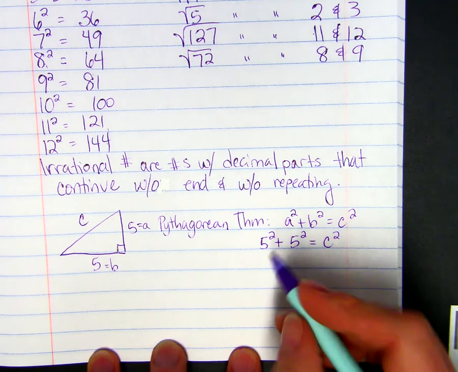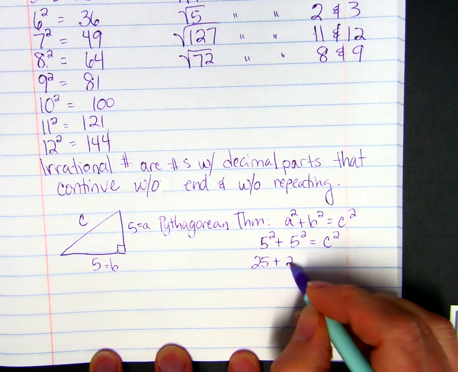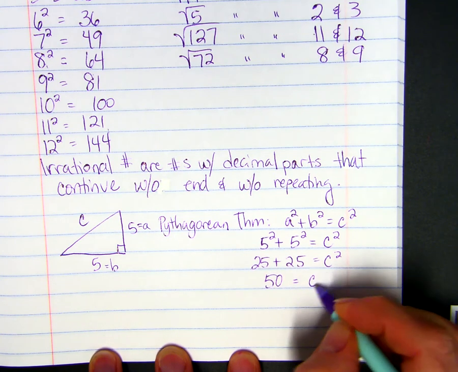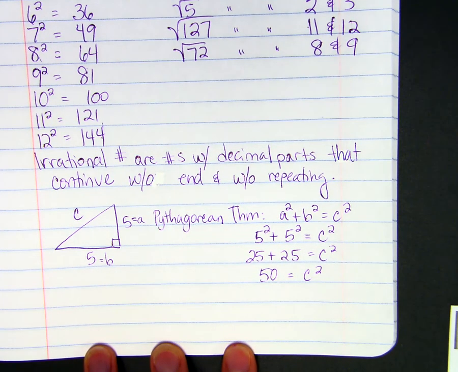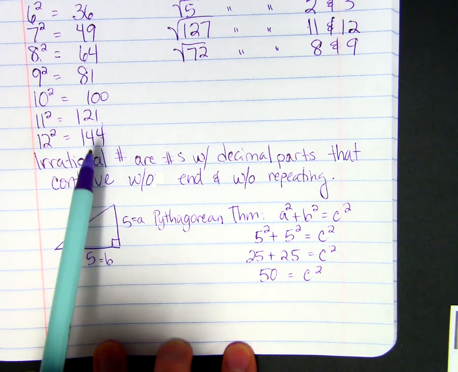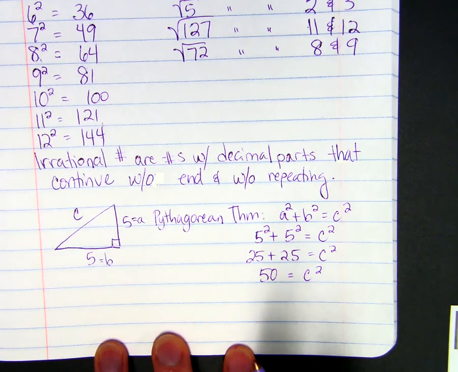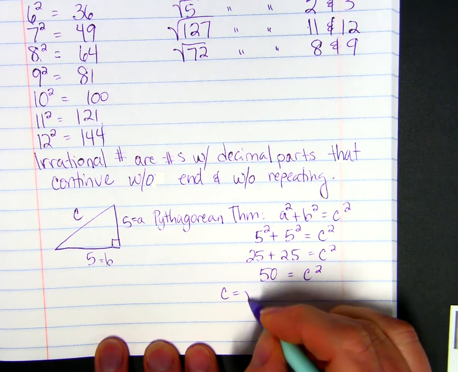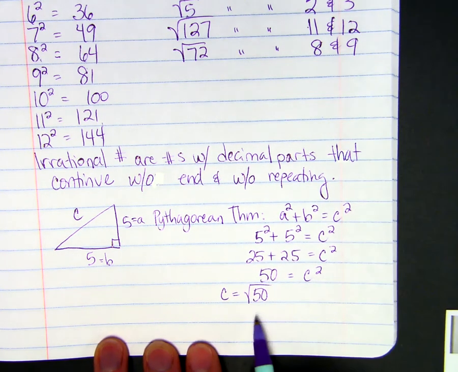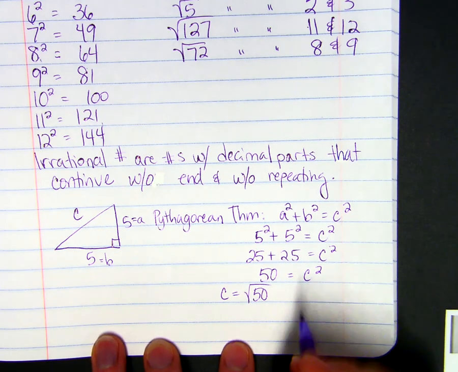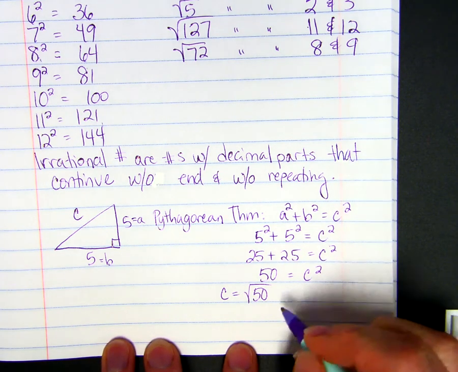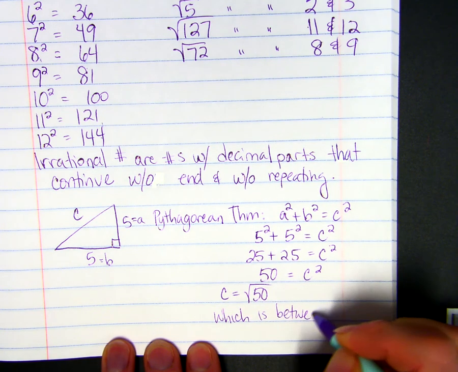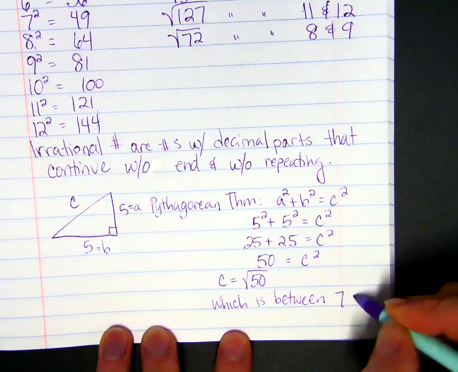So when you add 25 and 25, you get 50. And 50 is not a perfect square. We can't look up here and find the square root of 50 and know what it is, but we do know what it's between. So c equals the square root of 50. That's the exact answer, but it will be between 7 and 8.